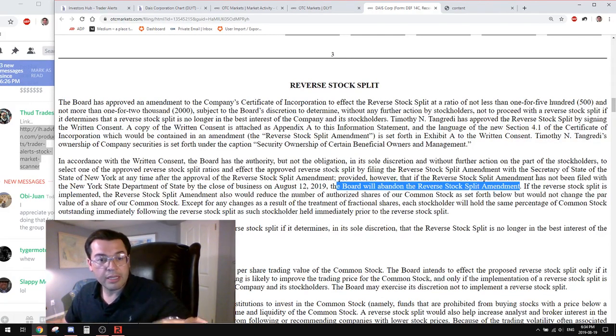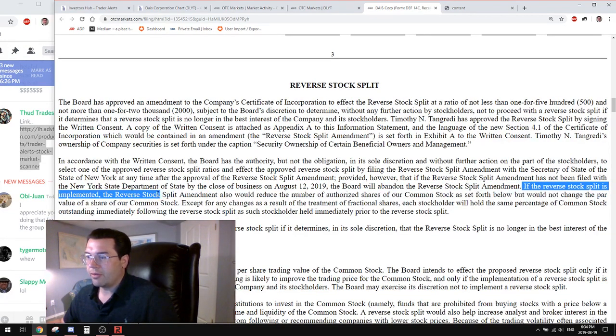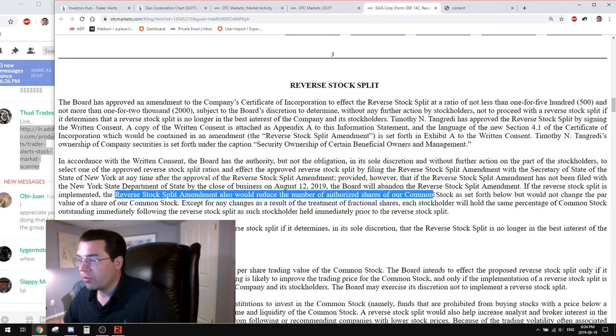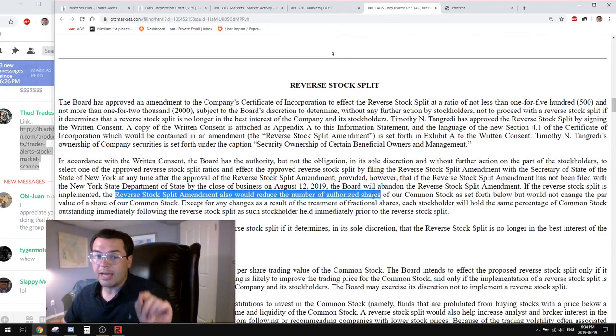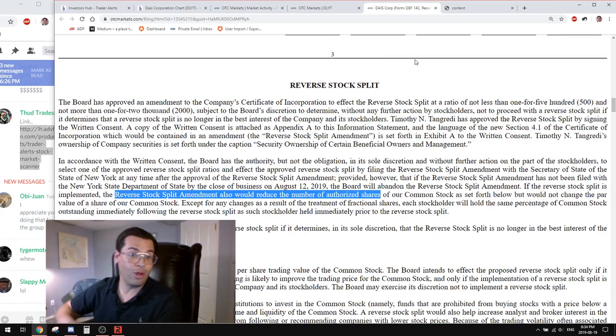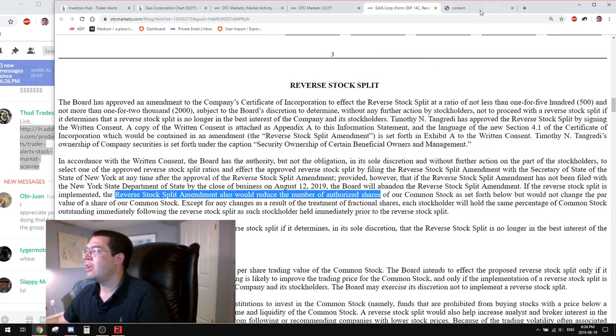But here's the big thing, and here's how I was able to confirm, and not that other people haven't confirmed prior, so there may be something else going on, but here's how I was able to confirm. If the reverse stock split is implemented, the reverse stock split would also reduce the number of authorized shares, which is rare. Usually it's just the OS and the float and then dump it all over again. Right? Well, check this out.